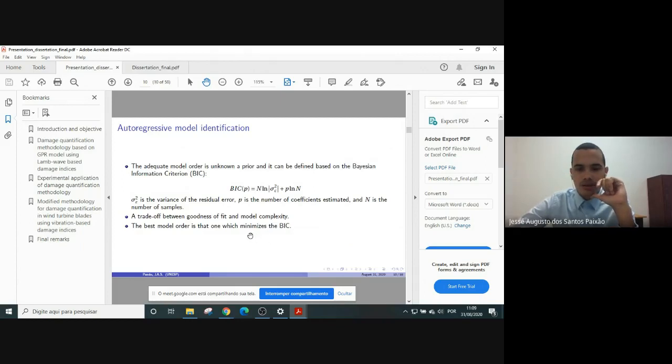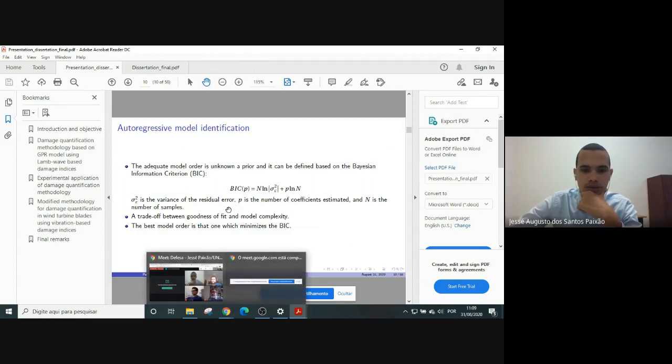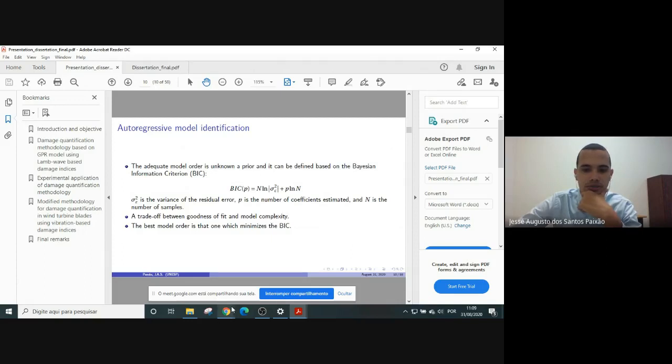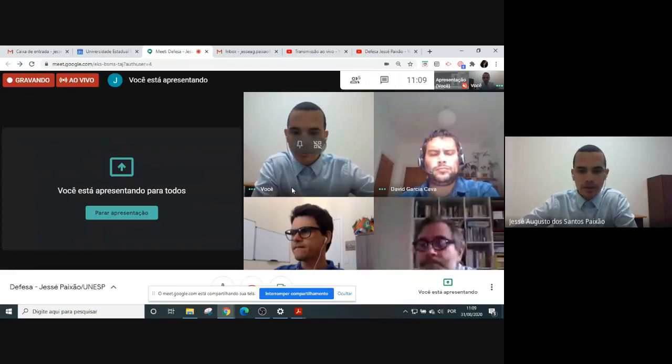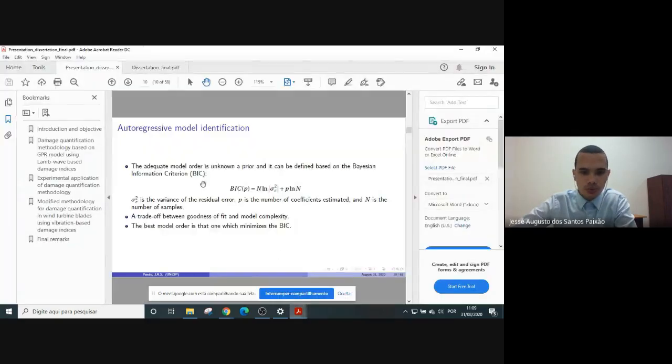And in this part, we also worked with Professor Eloy Figueiredo, who has been working with autoregressive models, for example, for bridge damage detection. He shared his knowledge with us, and he presented, for example, the Bayesian information criterion. He said that he faced the same problems to define the model order. After that discussion, we concluded that the Bayesian information criterion was the best technique to define the model order in the case of Lamb wave propagation signals. For example, if we use the vibration data here, maybe the Akaike criterion would present a better convergence.